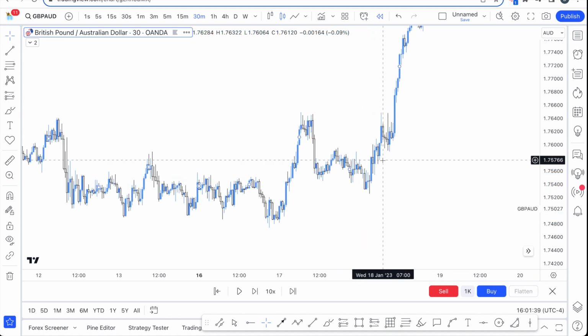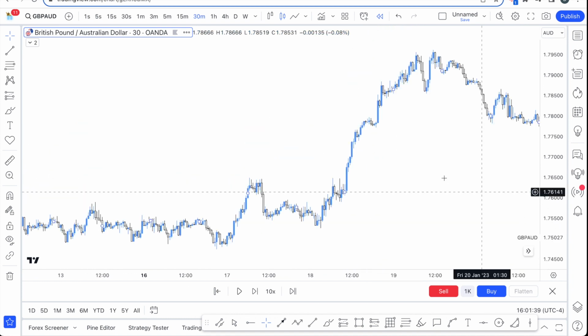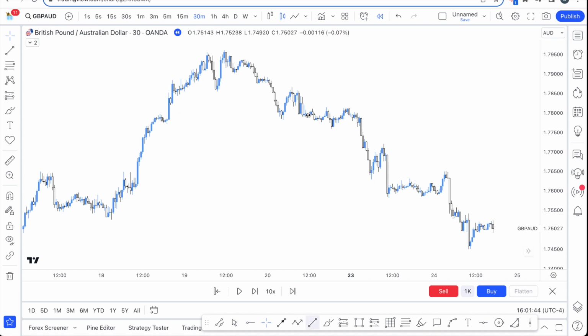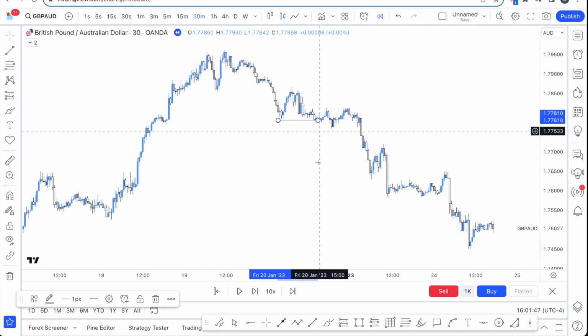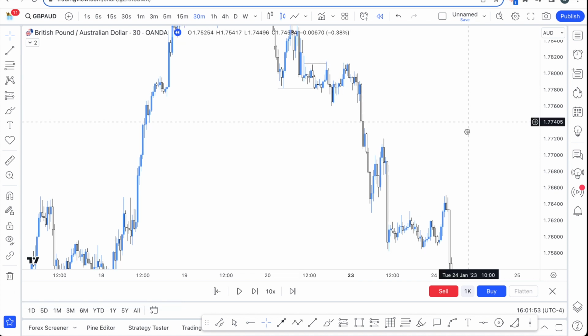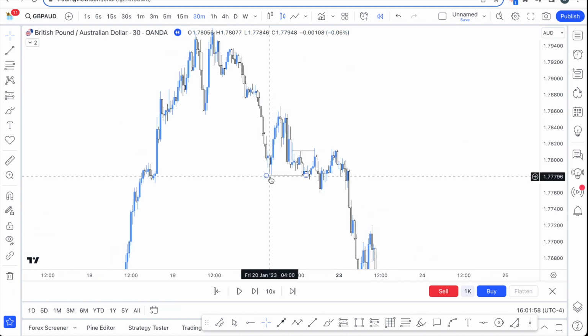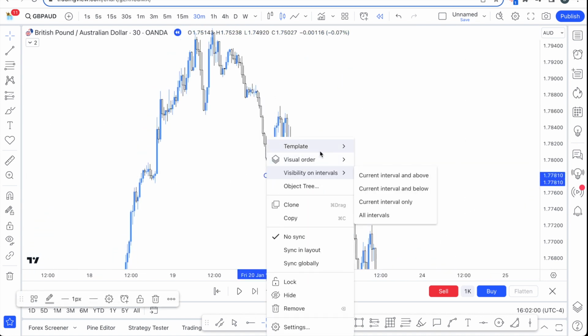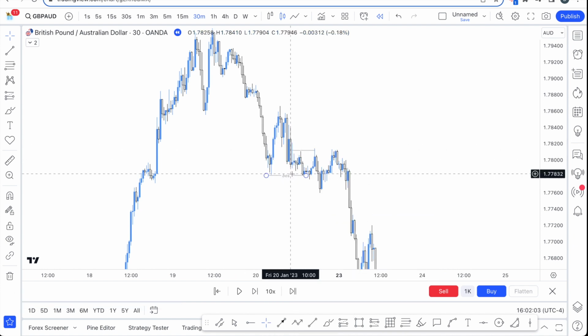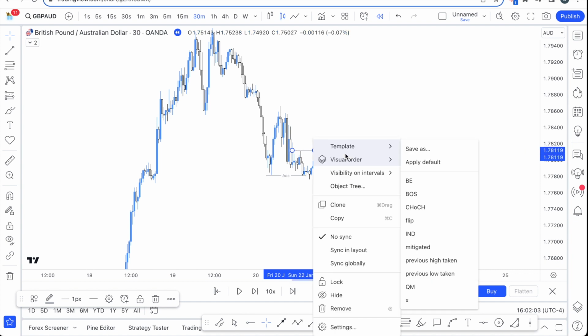Let's go right over here, maybe you see some here. Like right here, for example. You can see that there's a break of structure right here. You can ask yourself which high caused the break of structure. It is this low right here. And there's your BOS, there's your inducement, right there.